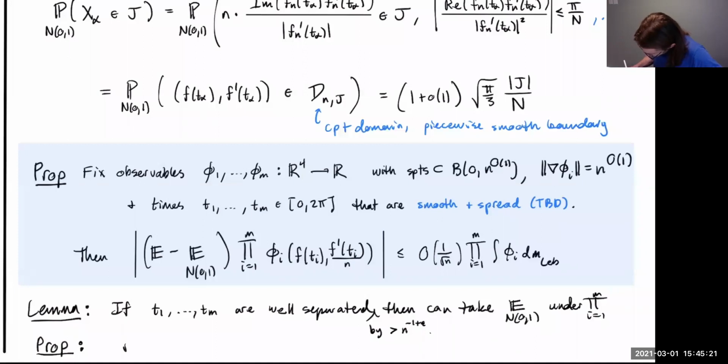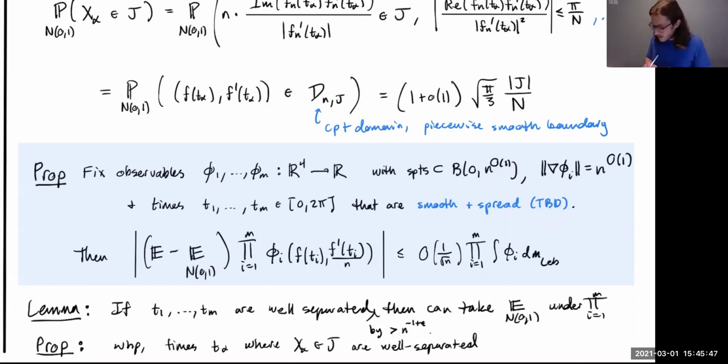the proposition is that, with high probability, the points, times T alpha, where X alpha is in J, are well separated. So we can show that it's unlikely that two nearby points, very nearby points, both send a point into J. Okay, so these three taken together basically finish it off.